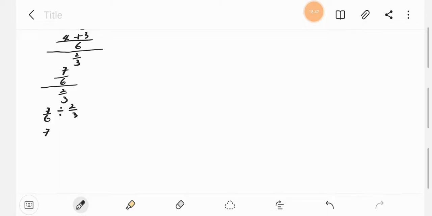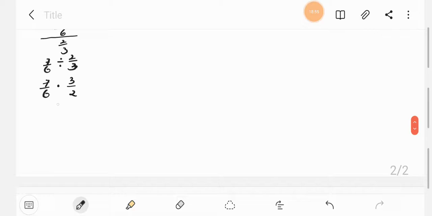So you can change the division into product. Then this 2/3 becomes 3 over 2. All right. Then 7 times 3 over 6 times 2. And then reduce, right? So 3 over 3 is 1. 6 over 3 is 2. So this is equal to 7 over 4.